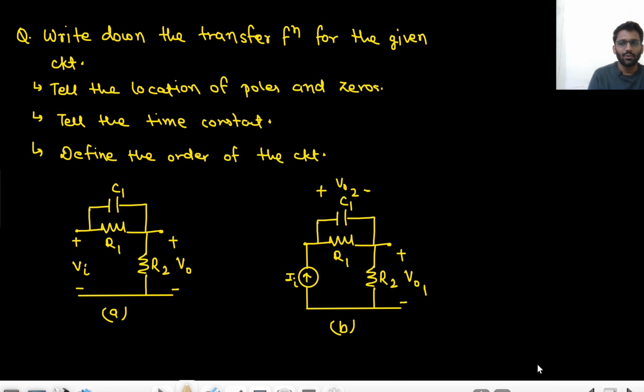This is the electrical circuit given to you. You have to find the location of poles and zeros. You have to tell the time constant. First, you will find the transfer function. Then you will tell the time constant. You will tell the location of poles and zero. You will define the order of the circuit. So let's just solve the first circuit.